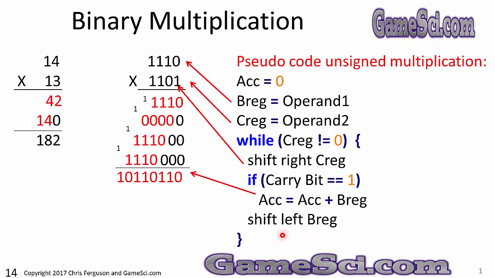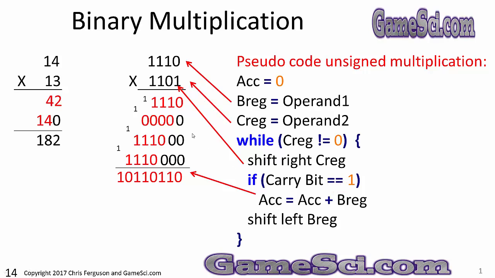I will then shift left the B register. I'm going to shift left this value right there for a third time. That's going to create these three trailing zeros right there. I'll hit the end of the loop and loop back up. The C register still has that single one left in it. We'll shift that to the right. When I shift that single one to the right, it'll get into the carry bit. This will be a true statement.